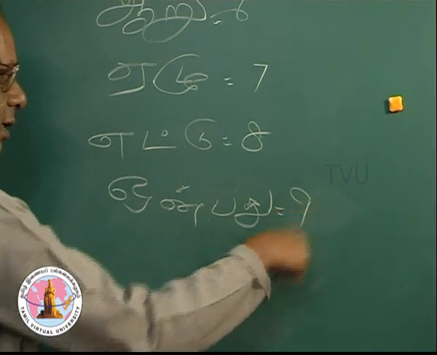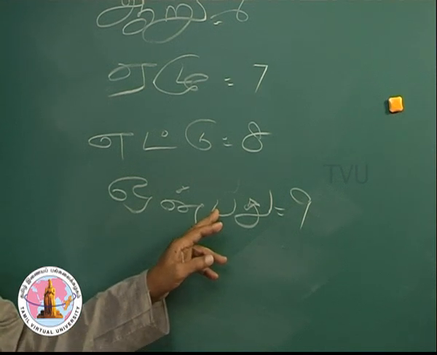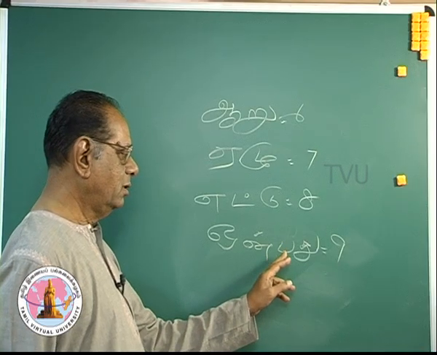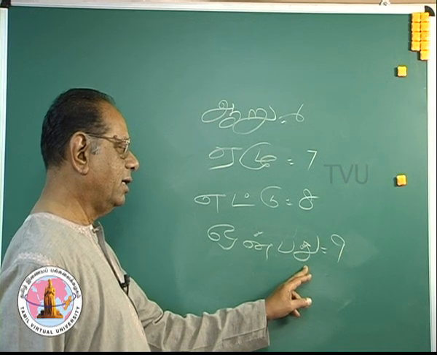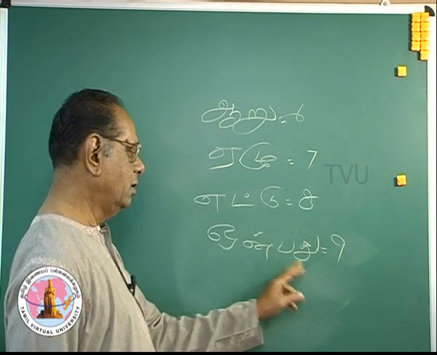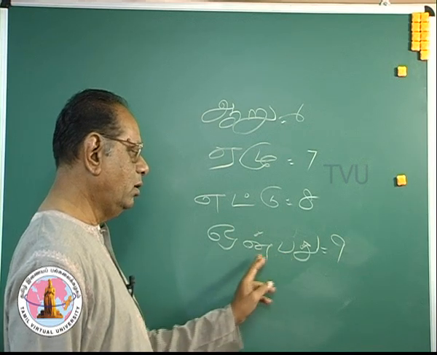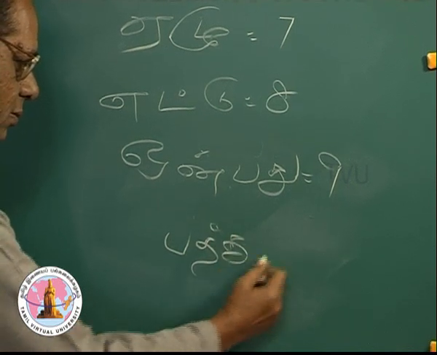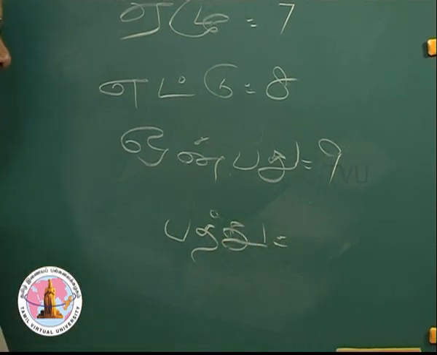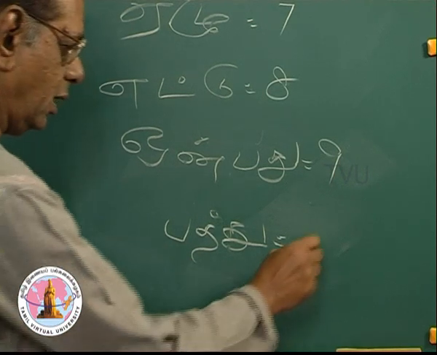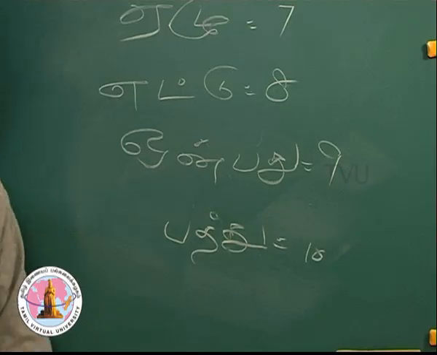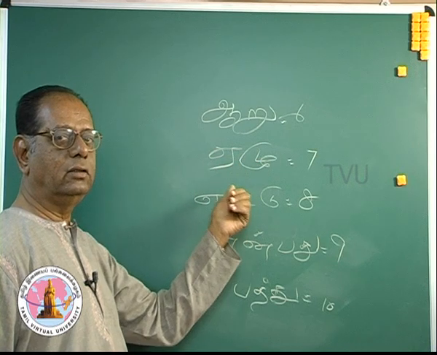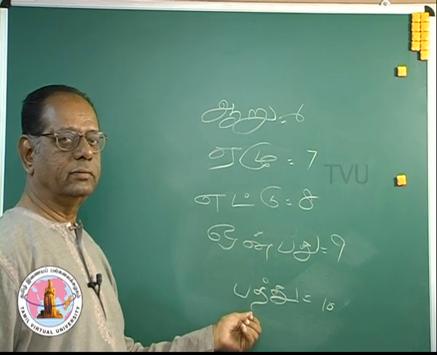Nine. Here again you find this pa, because it has been preceded by two other letters, becomes ba and the other letter is also pronounced softly. Onbadu, nine, and then pathu, 10. ஒன்று, இரண்டு, மூன்று, நான்கு, ஐந்து, ஆறு, ஏழு, எட்டு, ஒன்பது and 10.